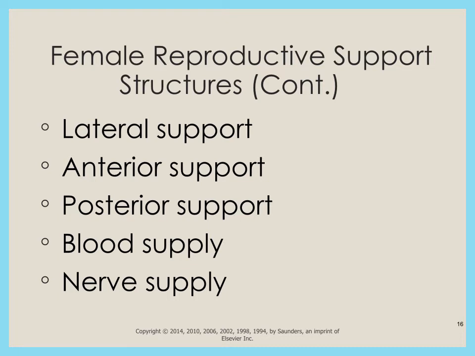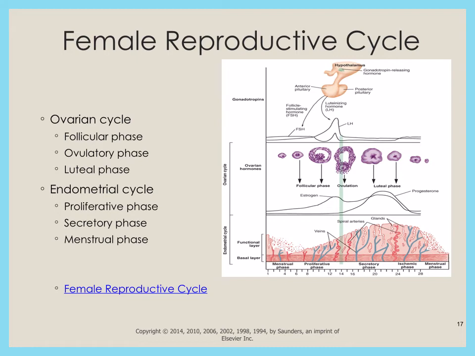On slide 17, we have a visualization, a nice graph there of the female reproductive cycle, understanding the ovarian cycle, how the follicular phase is initiated, the ovulatory phase, what that means for the female reproductive phases, and the luteal phase. It's also important to find the balance in both the ovarian cycle and the endometrial cycle. So you have a nice visualization there of the proliferative phase, secretory phase, and menstrual phase.